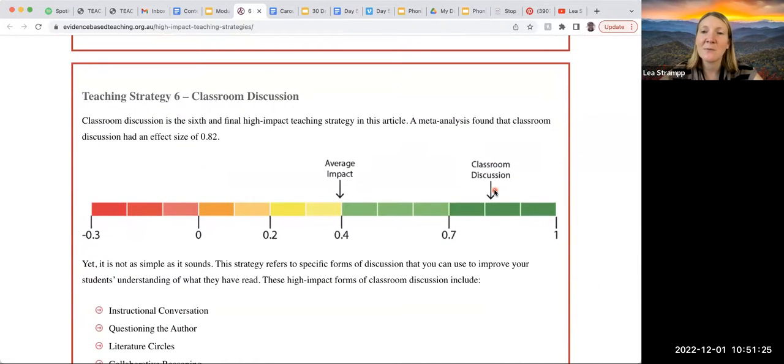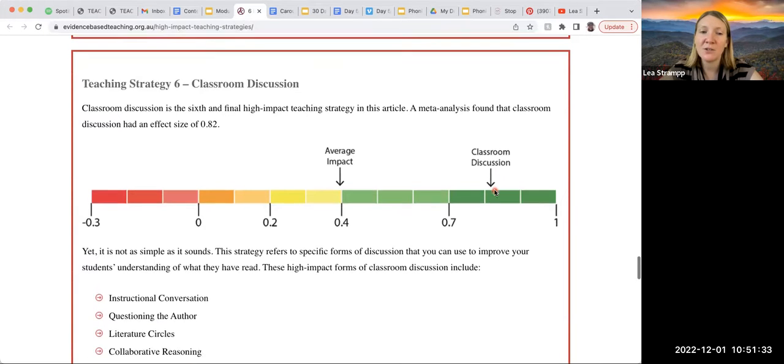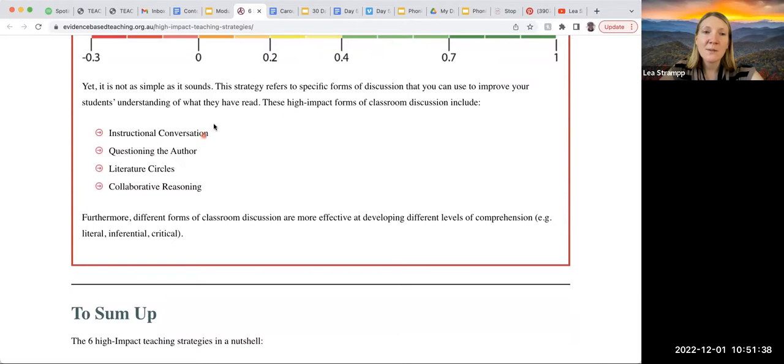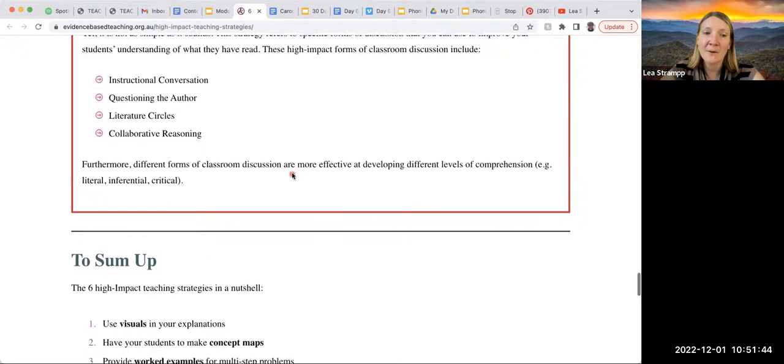Strategy 6, classroom discussion. Classroom discussions are a great way to assess what students know about a topic and also allow them to extend their knowledge. You can note some different ways to host a classroom discussion over here as well. And these are also good resources. You can check those out.